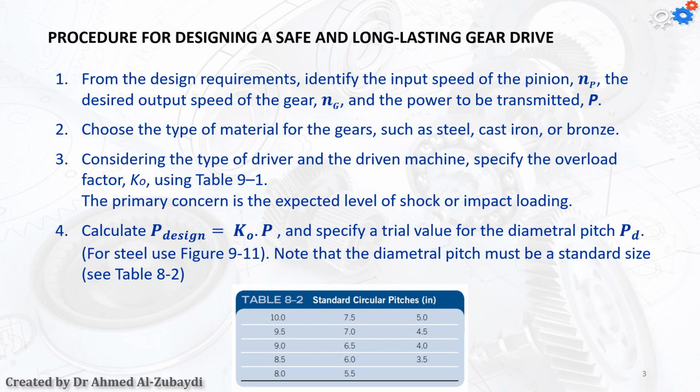And now we need to specify the trial value for the diametral pitch, which is the PD, and this we can find for steel using figure 9-11. Note that the diametral pitch value must be a standard size, and that's what we can see in table A2. So the value for the PD should be one of the figures listed in table A2. These are the standard ones, unless, as we mentioned earlier, you need to make a custom gear, and this will cost you more, of course.